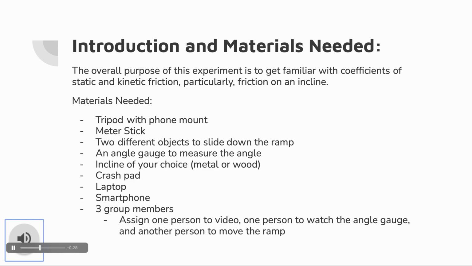For this experiment, you'll need a tripod with phone mount, a meter stick, 2 different objects to slide down the ramp. You can do another ramp if you choose, an angle gauge to measure the angle, a crash pad, laptop, smartphone, and 3 group members. 1 group member will be the videoer. Another person will watch the angle gauge just to make sure that it's the right angle that it drops, and then the other person will move the ramp up.